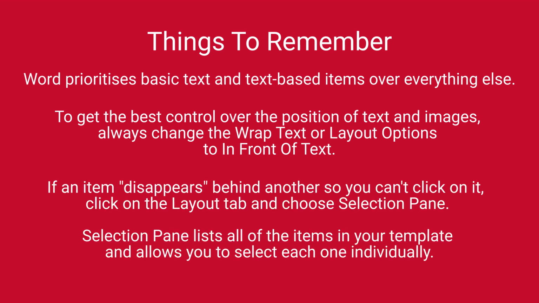If an item disappears behind another so you can't click on it, click on the Layout tab and choose Selection Pane. Selection Pane lists all of the items in your template and allows you to select each one individually.